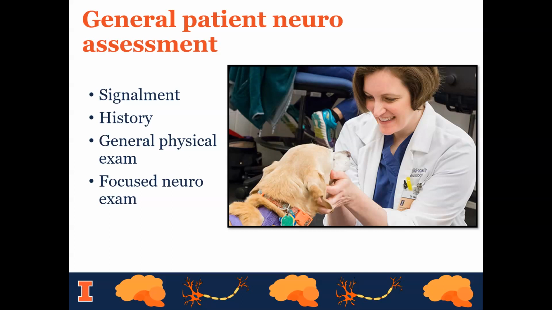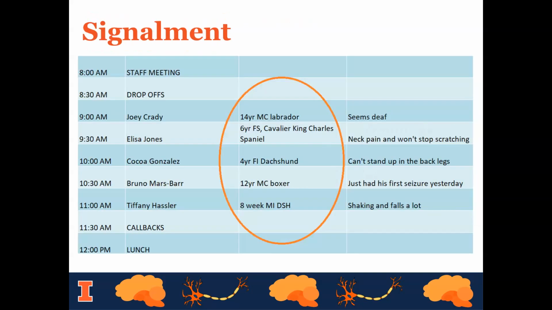So we're going to assess our signalment. Do we have any clues from the dog's breed and age? We get a good detailed history. We perform a good general physical exam. And then we always, in neurology cases, want to do that focused neurologic exam.